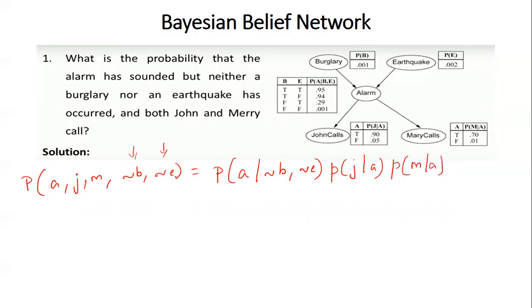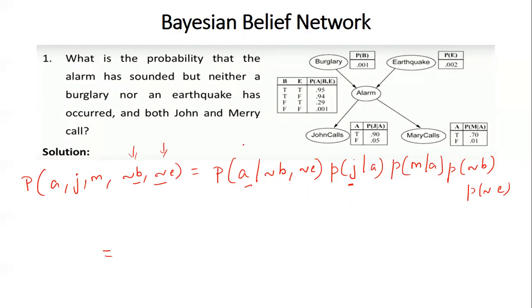Okay, and the next is, these two don't depend on anything. See, alarm depends on burglary and earthquake. John calls depends on alarm. Mary calls depends on alarm. But burglary and earthquake don't depend on anything. So the probability of not having a burglary is nothing but the probability of not having a burglary, that's it. And the probability of not having an earthquake is nothing but the probability of not having an earthquake. That's all. Okay, now let us fill in the values.